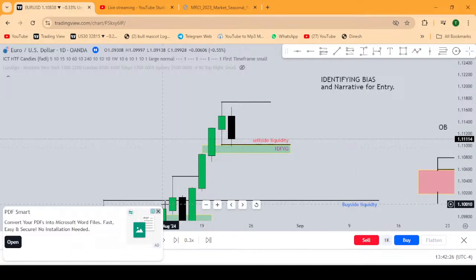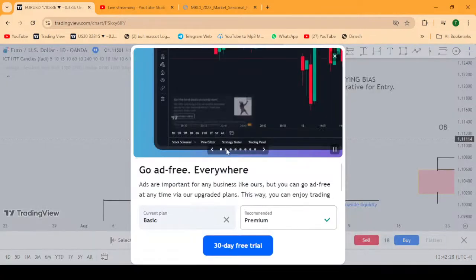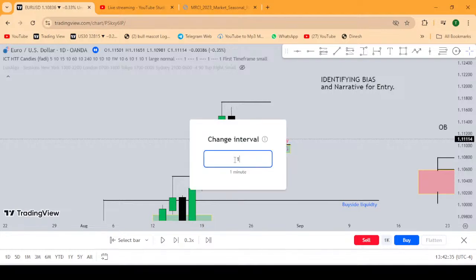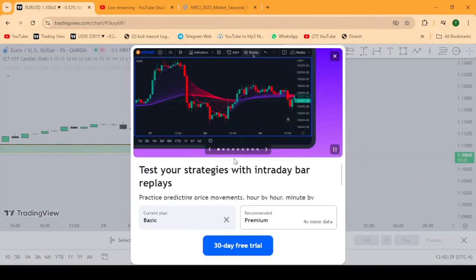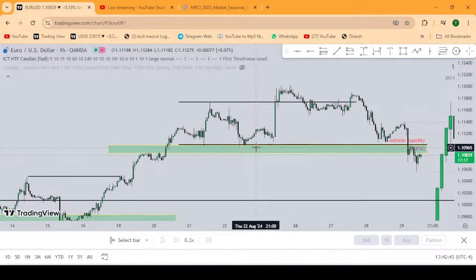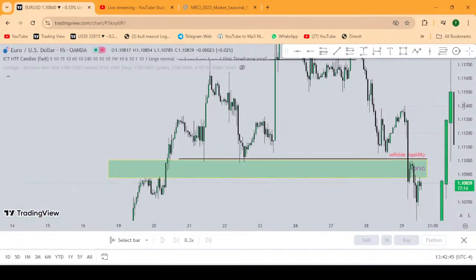What is that criteria? The market structure shift on the 1 hour to confirm it, because we don't know if it is going to completely reverse from here. But the 1 hour market structure shift will give us the answer. So we go to the 1 hour and we confirm that by looking at how price reacts when it gets to this zone.